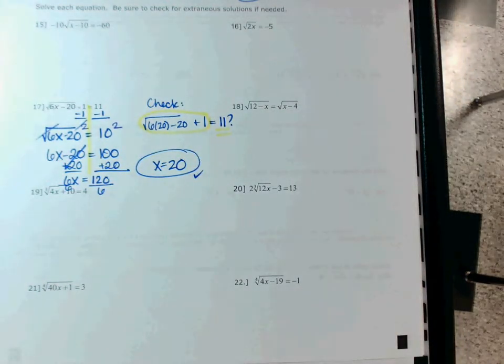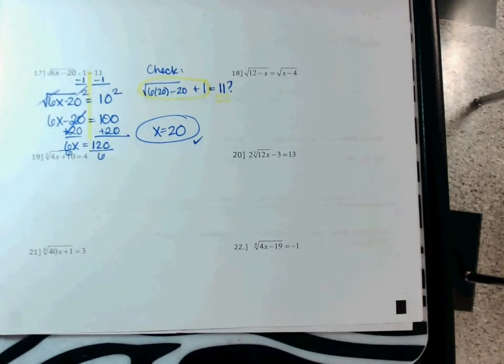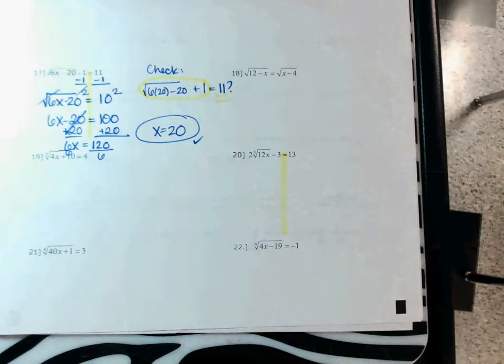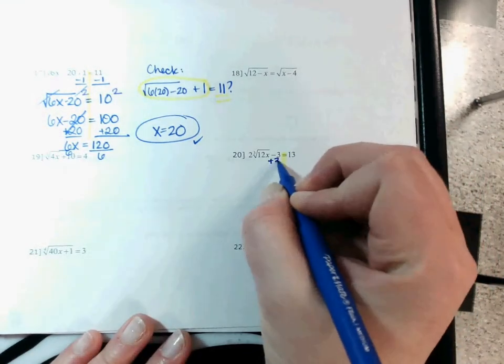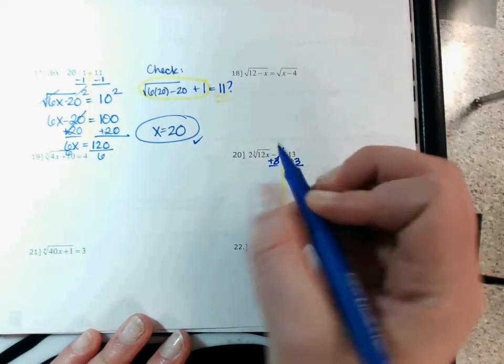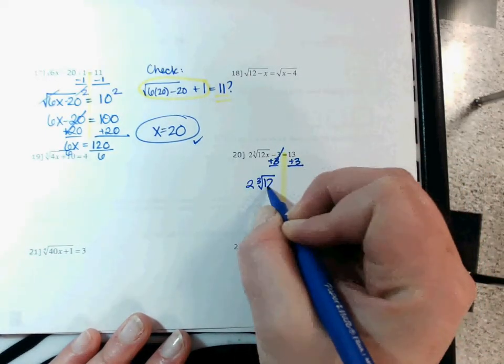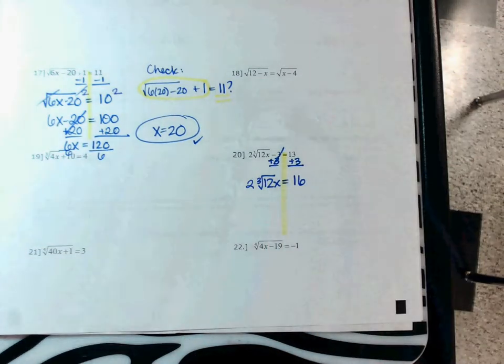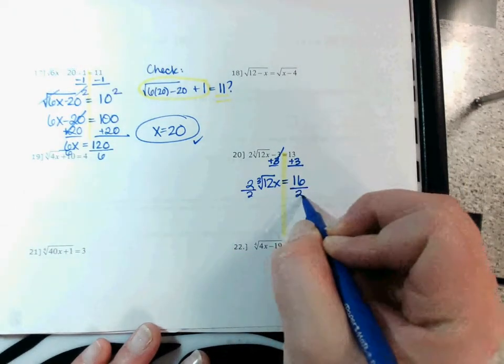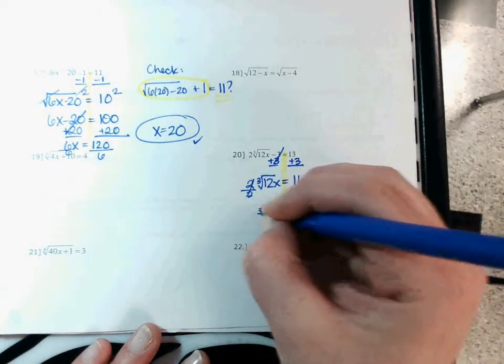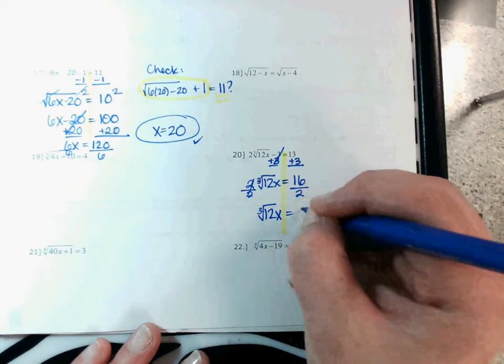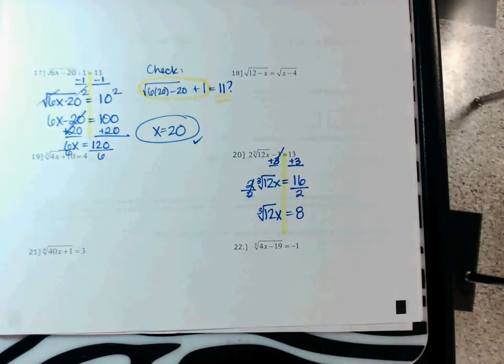Let's do one of the cube roots. Let's do number 20. Okay, number 20, what do you do first? Add the 3, good. 13 plus 3 then gives me 16. Okay, what do we do next after that? Okay, divide by 2. 16 divided by 2 is how many? Okay, good, 8.